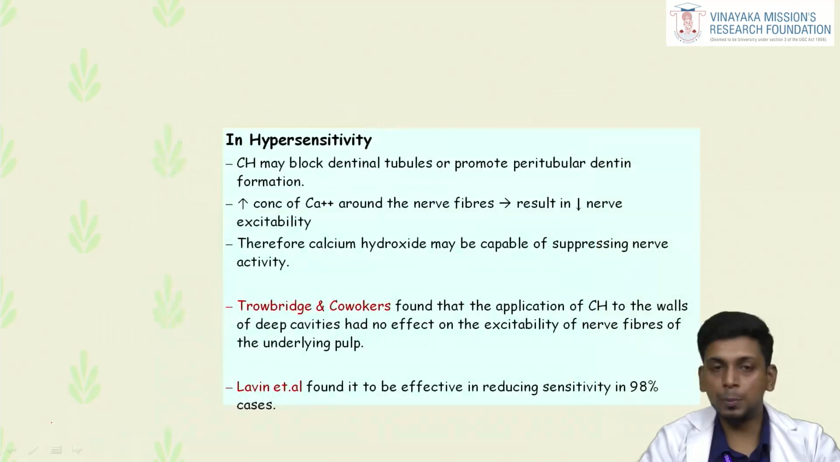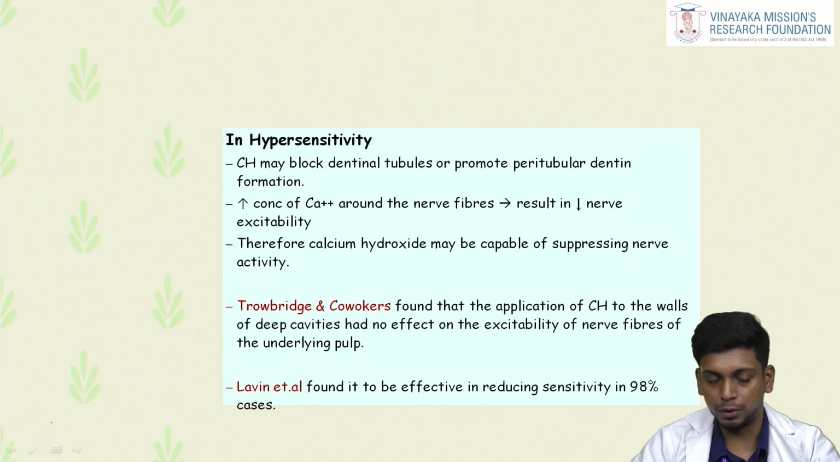In hypersensitivity, calcium hydroxide may block dentinal tubules or promote peritubular dentin formation. Higher the concentration of calcium hydroxide around the nerve fiber results in lower nerve excitability. Therefore, calcium hydroxide may be capable of suppressing nerve activity. Trowbridge and co-workers found that the application of calcium hydroxide to the walls of deep cavities had no effect on the excitability of nerve fibers on the underlying pulp. Lavin et al. found it to be effective in reducing sensitivity in 98% of cases.